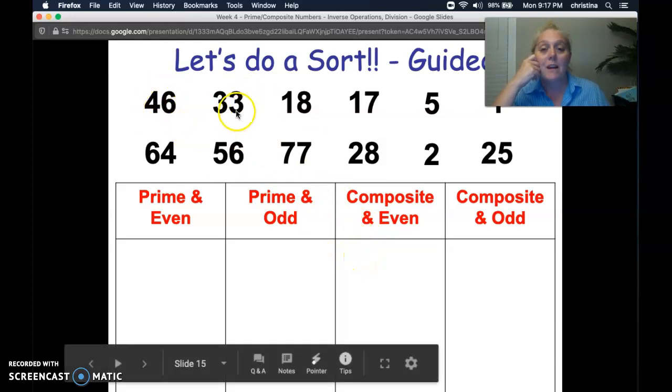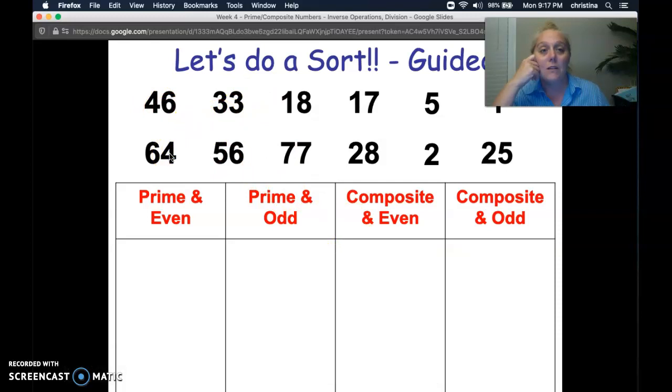All right, now let's look at 64. 64 is in the same situation as 46. It's an even number, but remember, all even numbers have a factor of 2. So that means 64 is also going to be composite and even.